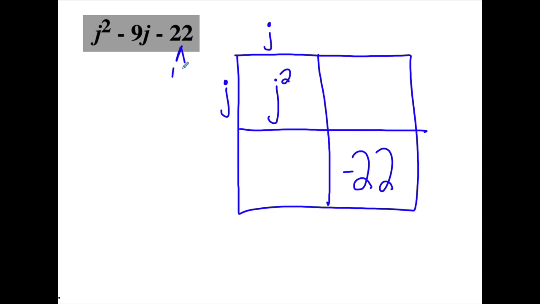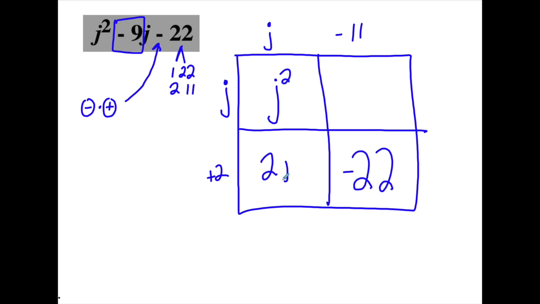The good news is 22 is pretty simple. It's more or less 1 and 22 and 2 and 11. What makes it challenging is that this is a negative number. And so remember, the only way to multiply two numbers and get a negative is that one is negative and the other is positive. So we need to make sure that not only do we multiply to this negative 22, but when we add, we're going to get the negative 9 from these two boxes. So to do that, I'm going to make this negative 11 and this positive 2.